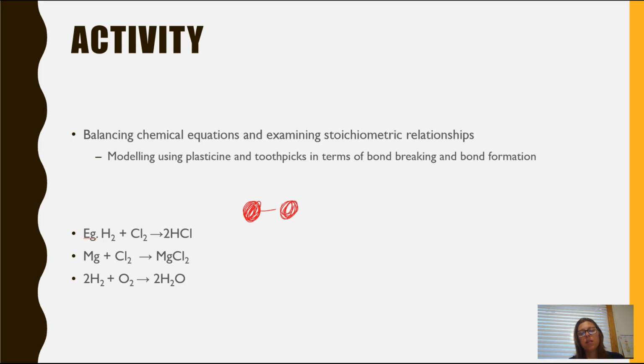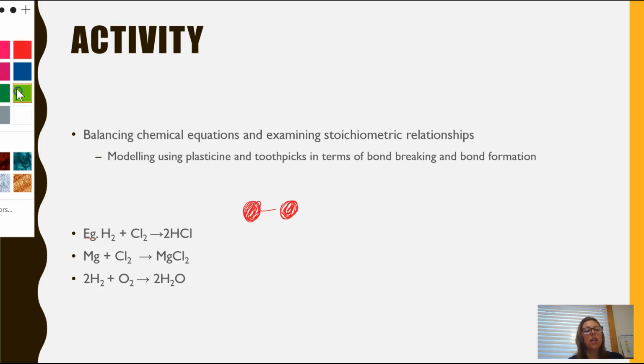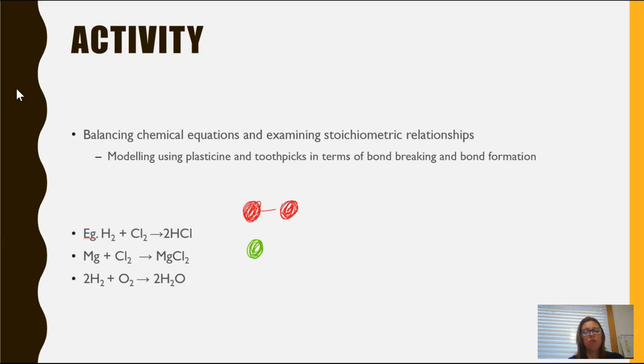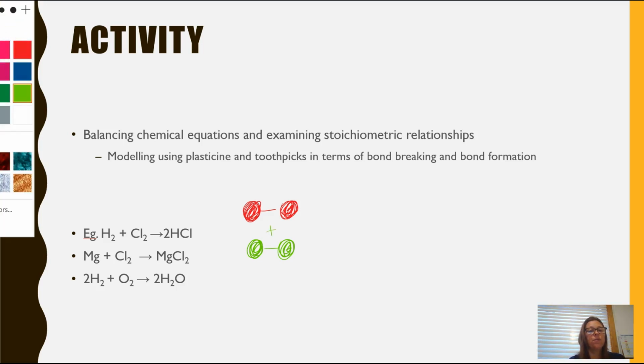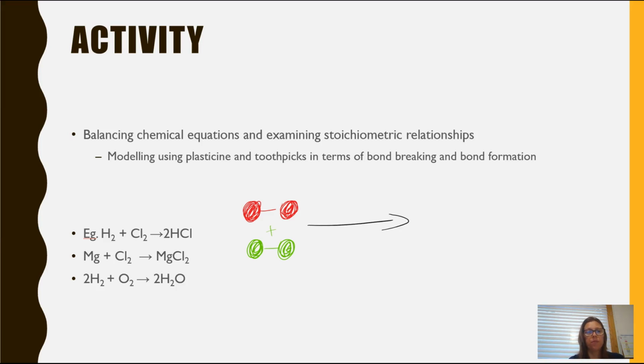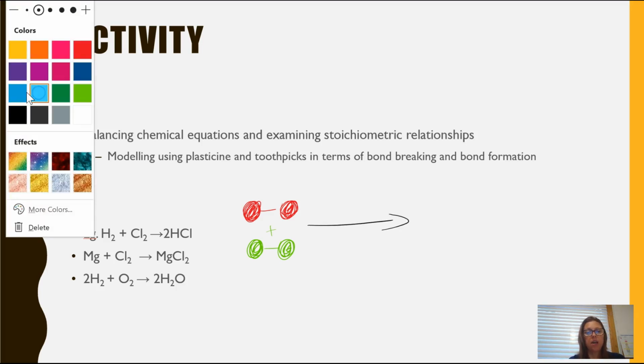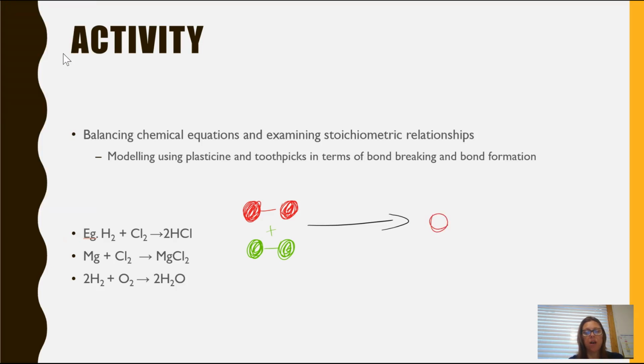So say for example here we have a hydrogen atom, and we might change our color then, and we might make a chlorine atom, and you can see there in that reaction that hydrogen is H2 and chlorine is Cl2. That's why I have got two of each of those bonded together, and they add together to form HCl. So with our HCl we've got our H and we've got our Cl.